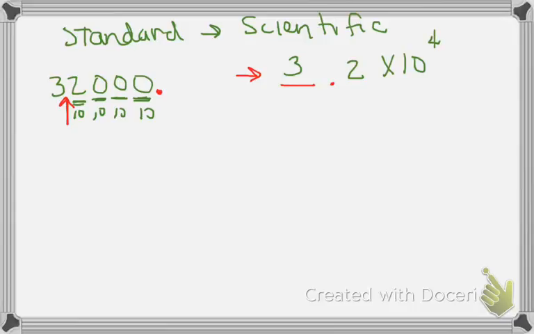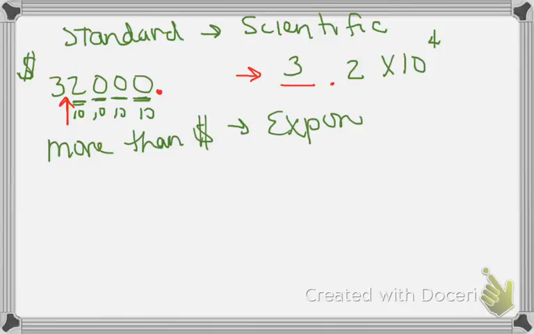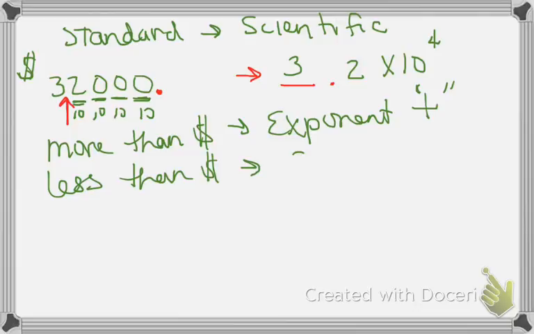Now, there's a couple of things that I always talk to my students about because they always get positives and negatives mixed up. I always look at this as money. If it looks like it's more than $1, then my exponent will be positive. If it looks like it's less than $1, then my exponent will be negative. So you can see 32,000 is like more than $1.